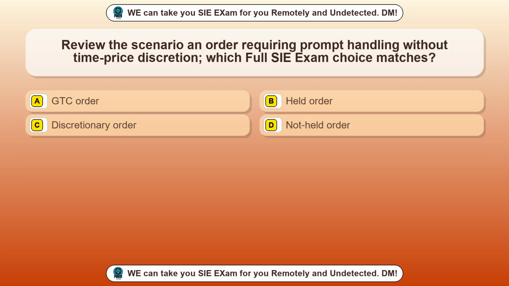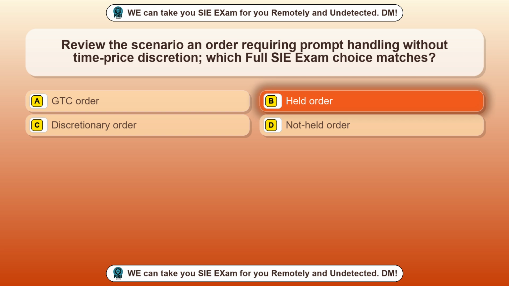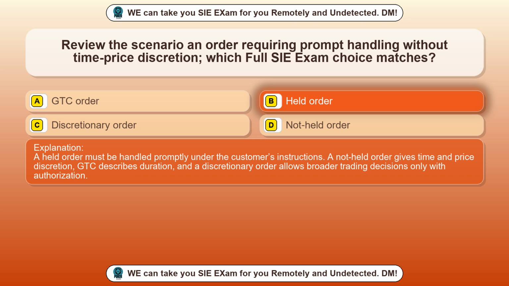Question 69. Review the scenario: an order requiring prompt handling without time or price discretion. Which full SIE exam choice matches? Option A, GTC order. Option B, held order. Option C, discretionary order. Option D, not held order. The correct answer is option B, held order. A held order must be handled promptly under the customer's instructions. A not held order gives time and price discretion, GTC describes duration, and a discretionary order allows broader trading decisions only with authorization.